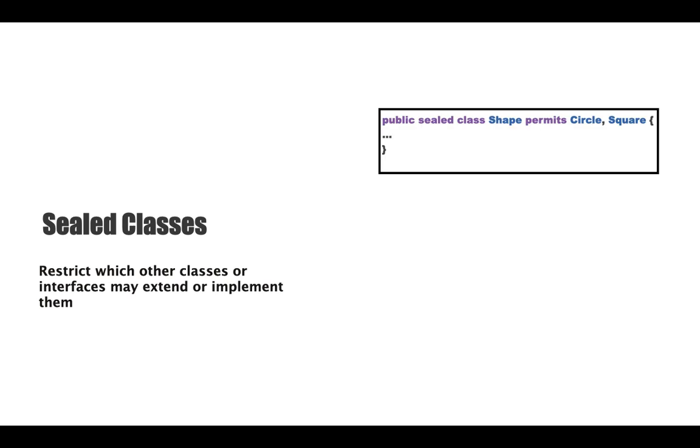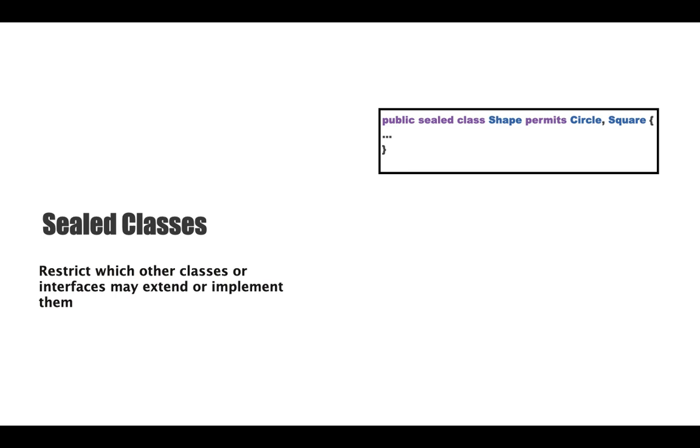Sealed classes and interfaces restrict which other class or interface may extend or implement them. To declare a sealed class, use the sealed modifier followed by the permits clause to specify the subclasses who are allowed to extend the sealed class. So in this example, the sealed class Shape can only be extended by the Circle class and the Square class.